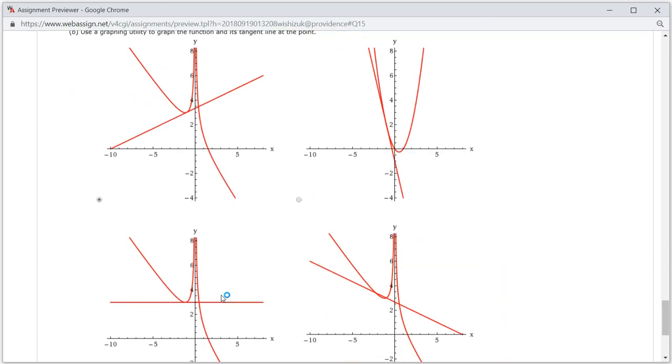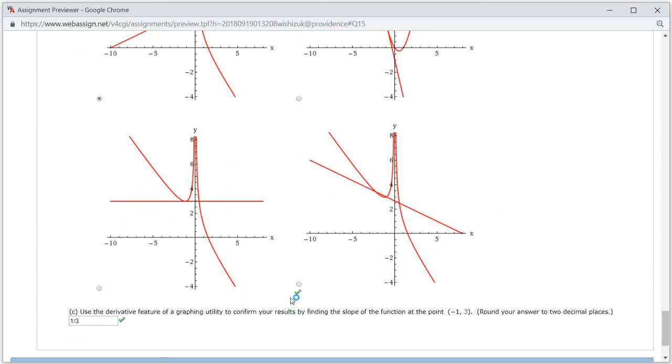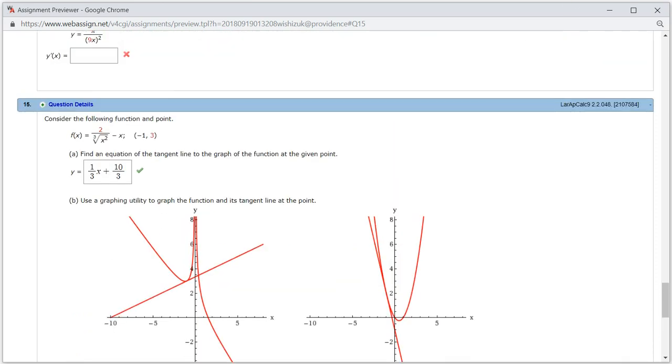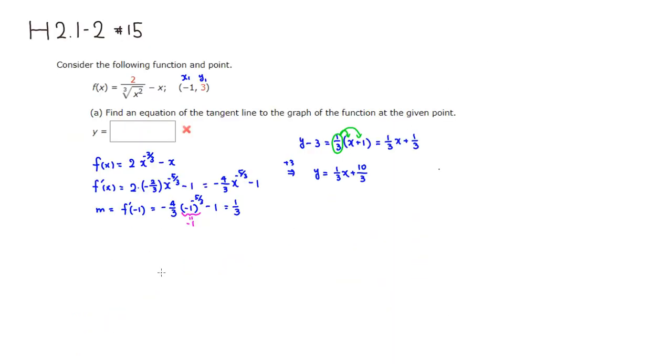I came back and it looks like we got the picture correctly and part C correctly. That's it. I hope that this was clear.